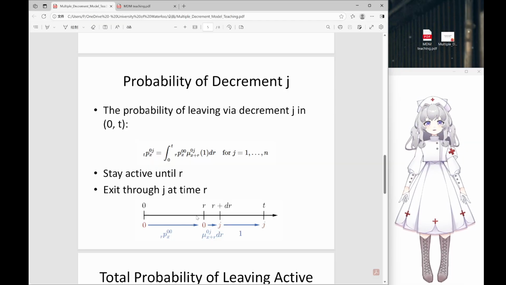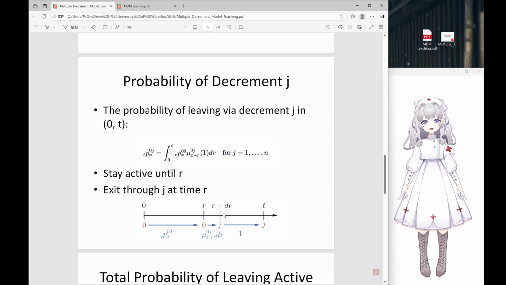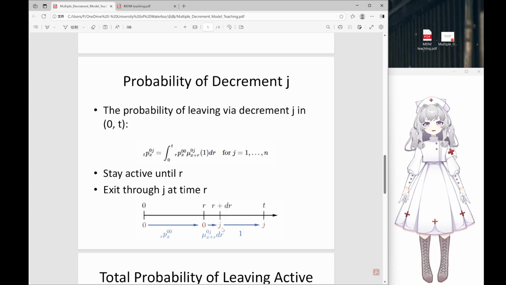So what happened in 0 to t exactly? We can see here. First, we stay in the active state, rpx^{00}, for time r, and then in a very short period of time, using the principles of calculus, we use a very short period dr, and we have the probability of transition using the force of transition multiplied by the time dr.